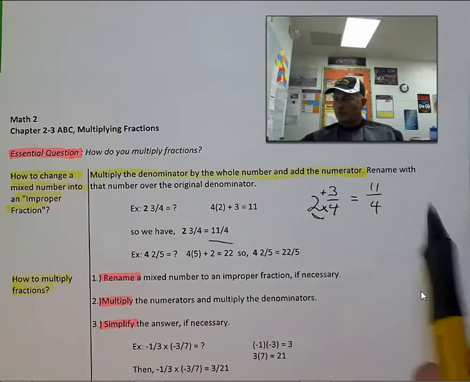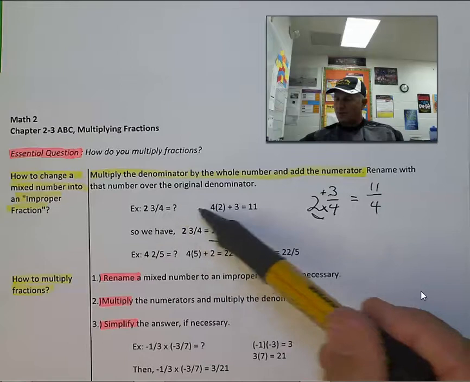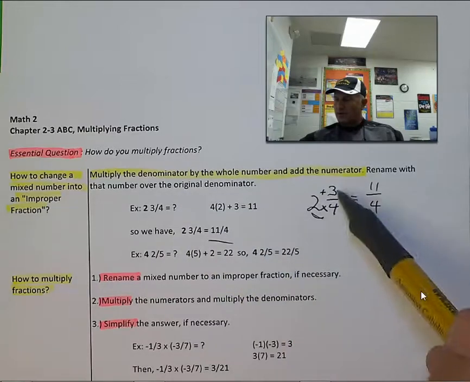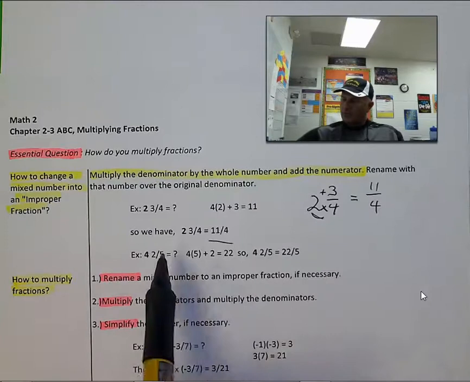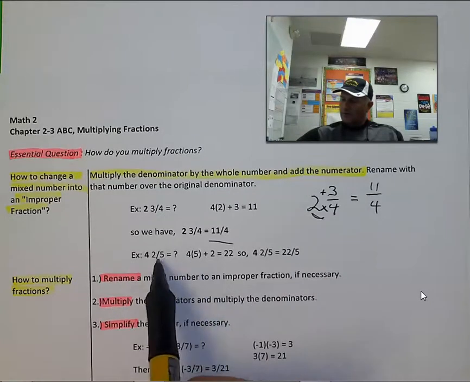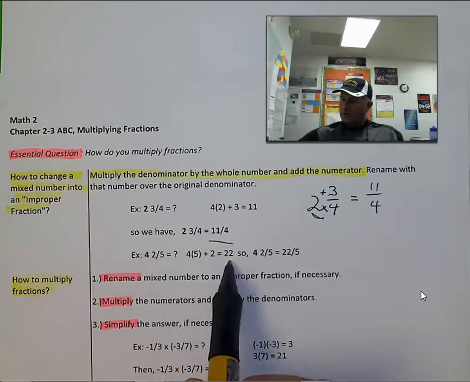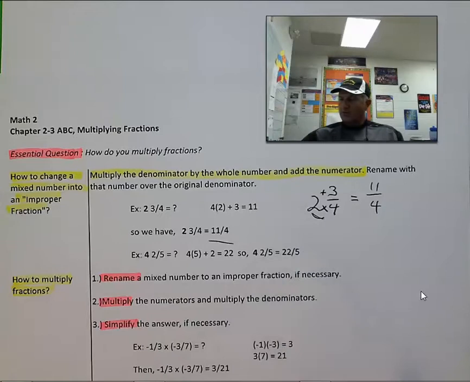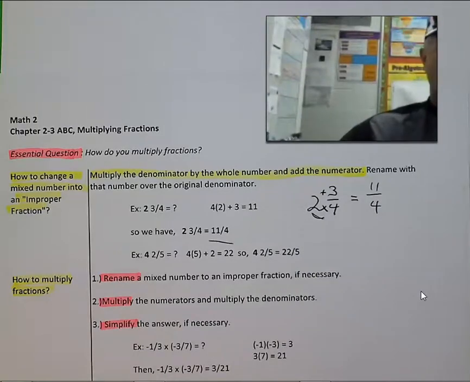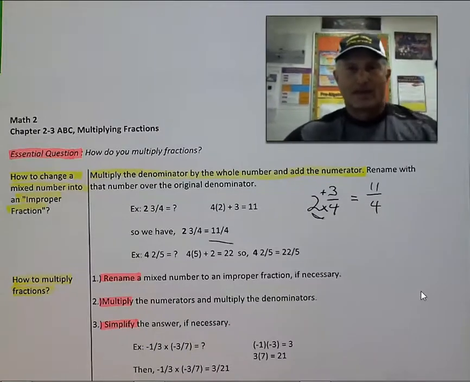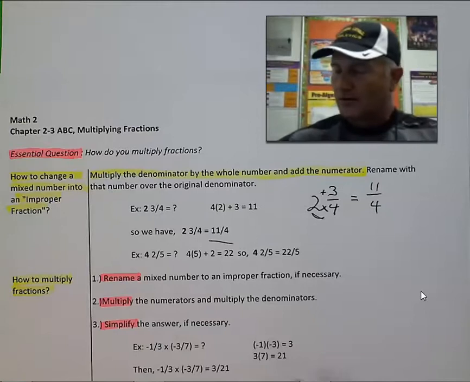So to change a mixed number to an improper fraction, multiply and then add the top. If you get 4 and 2/5, you're going to get 4 times 5, then add the 2 in the numerator, you get 22. So this would be 22 over 5. Pretty straightforward. Okay, how do you multiply the actual fractions?